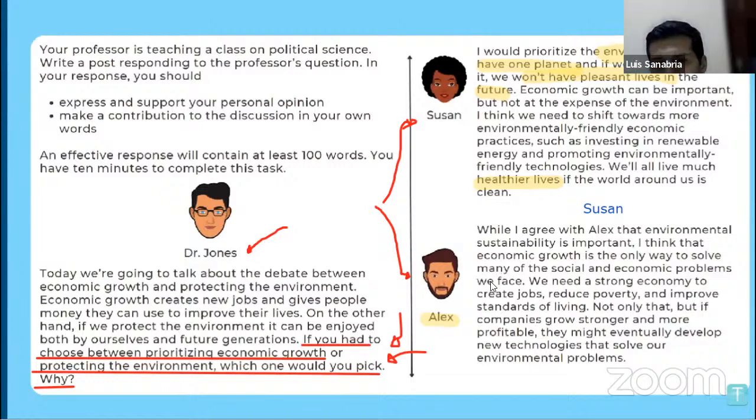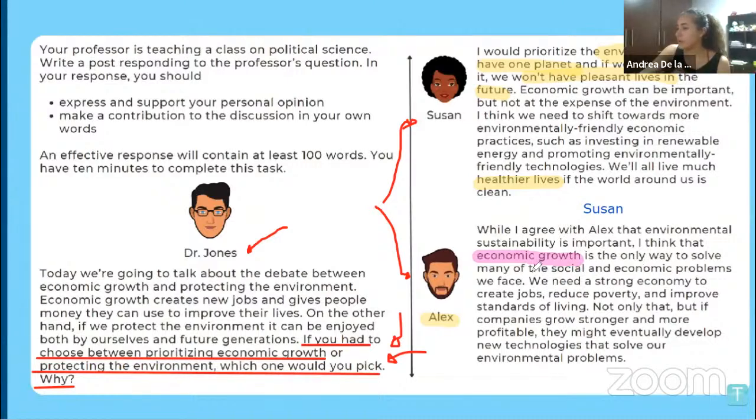That economic growth is more important. Exactly. He says economic growth should be prioritized. That's more important than the environment. And what is his reason? He has two reasons, right? What's one of them? Create jobs and reduce poverty.